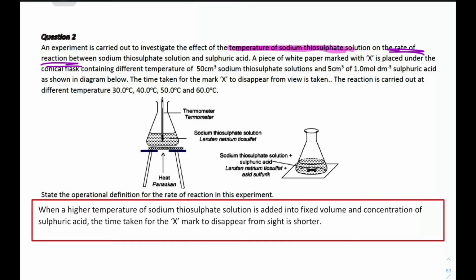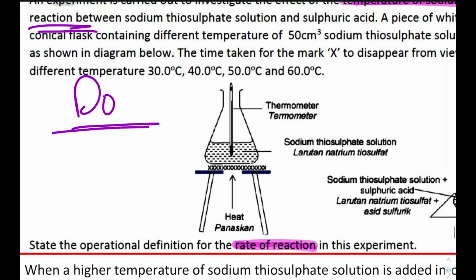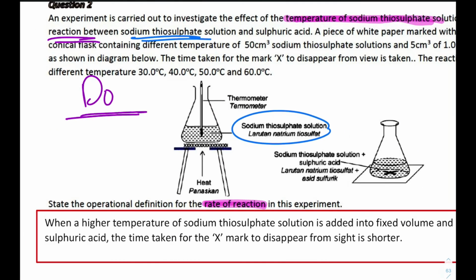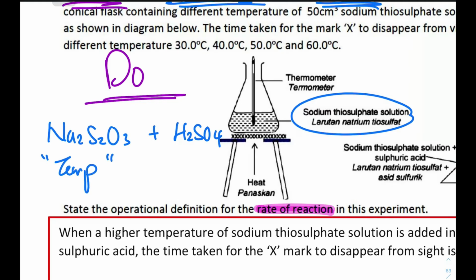So same, the question wants me to give the operational definition for the rate of reaction. What do we do in this experiment? You can see, we are reacting sodium thiosulfate solution with sulfuric acid. And we are using different temperatures of this sodium thiosulfate solution.